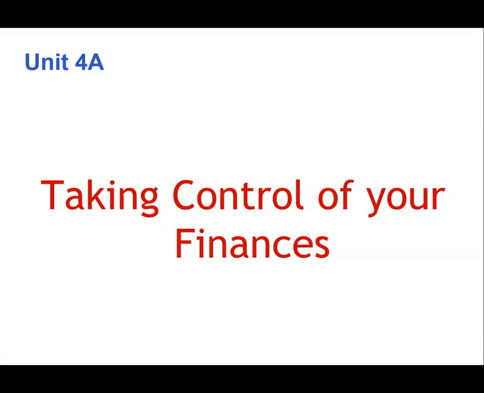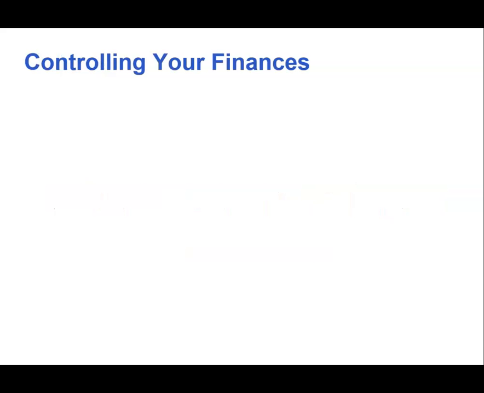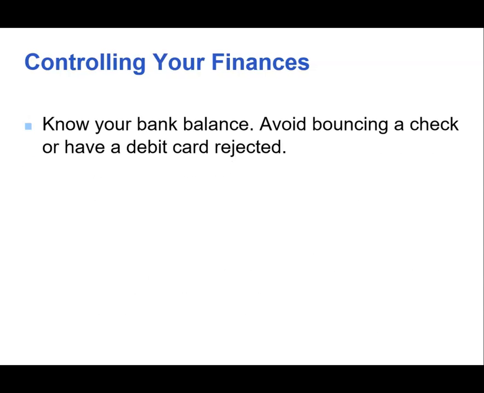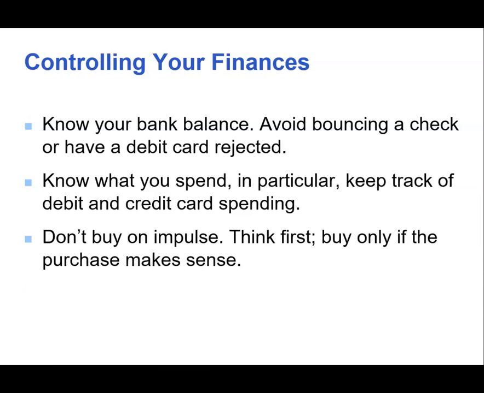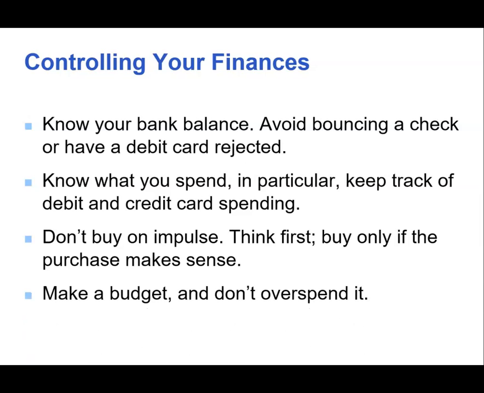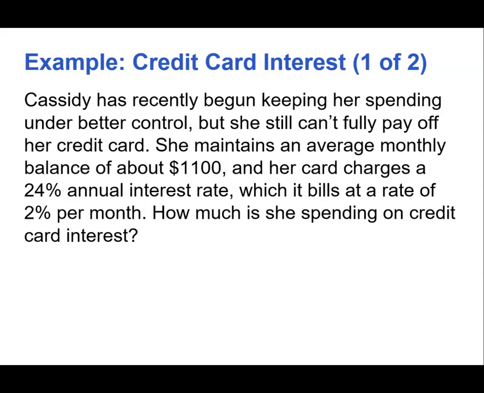Unit 4A is discussing taking control of your finances. When you're trying to control your finances, you need to know your bank account balance and avoid bouncing a check or having a debit card rejected. You need to know what you spend. In particular, keep track of your debit and credit card spending. You don't want to buy anything on impulse. Think first. Buy only if the purchase makes sense. Make a budget and don't overspend it.